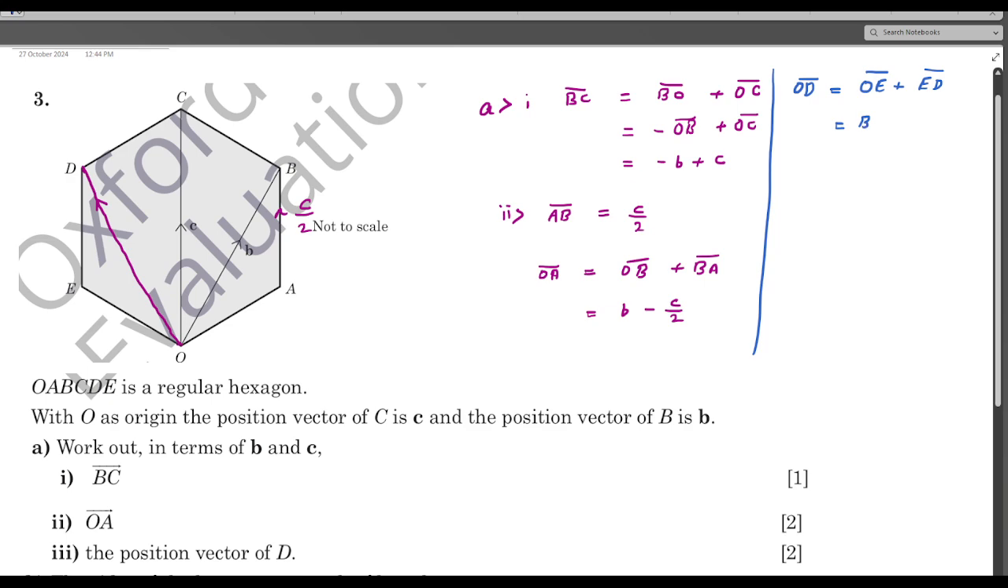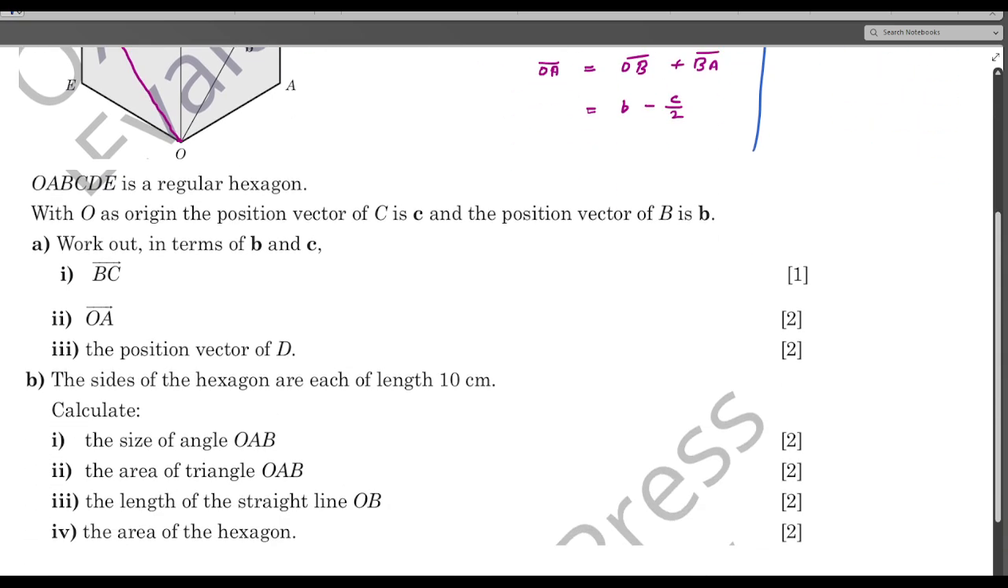Now your OE vector and your BC vector, they are parallel and equal. So this OE is same as your BC, plus ED is same as your AB. BC we have already worked out, it is minus B plus C, and AB is C divided by 2. So finally it is minus B plus 3 divided by 2 C. This is your vector OD, position vector of point D.